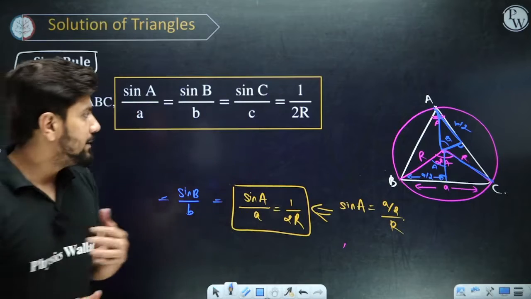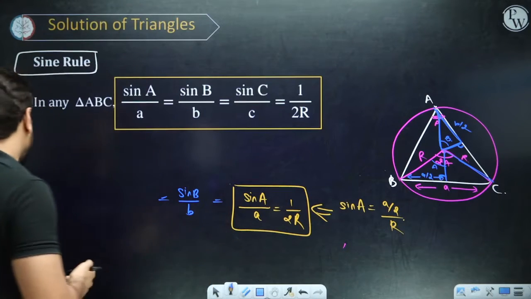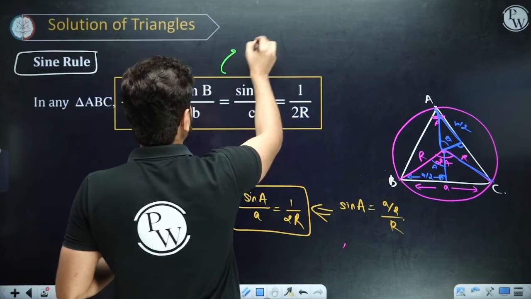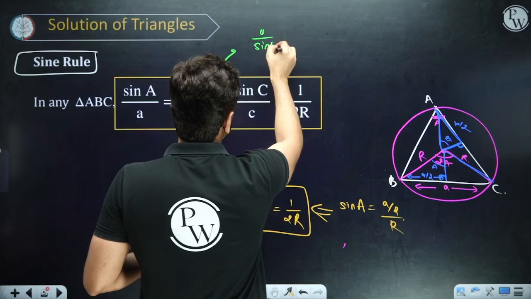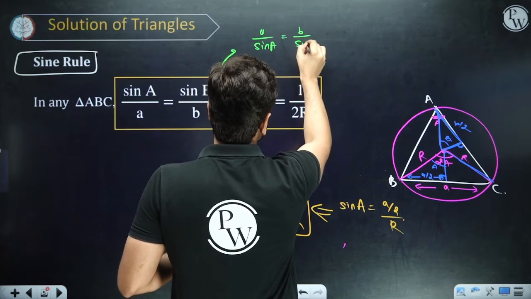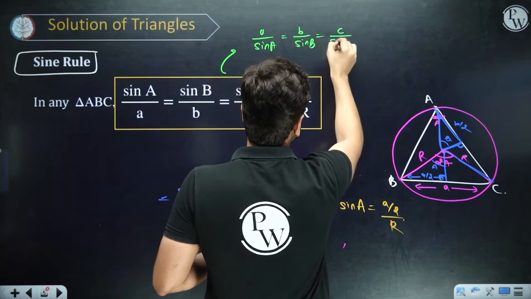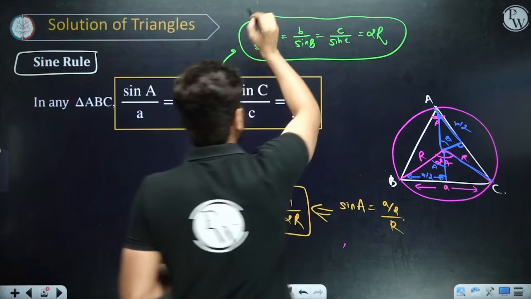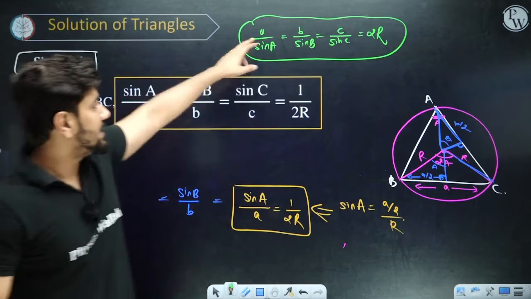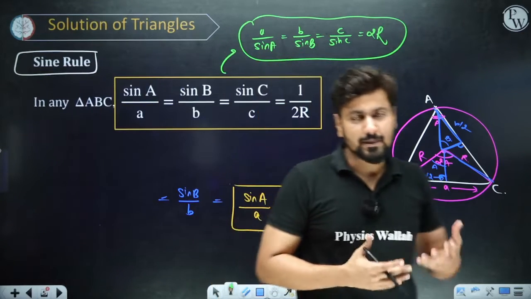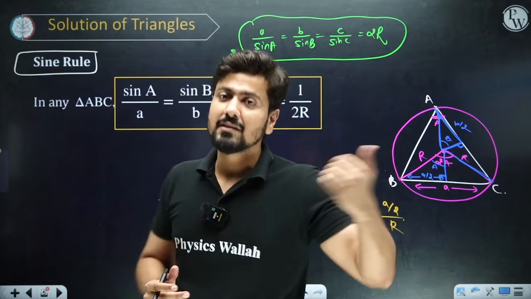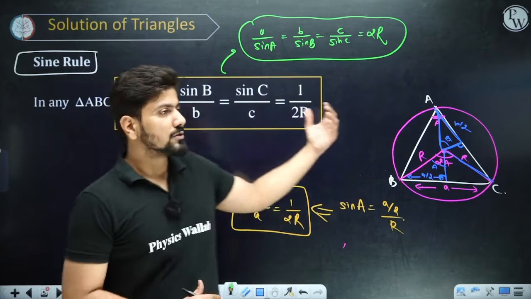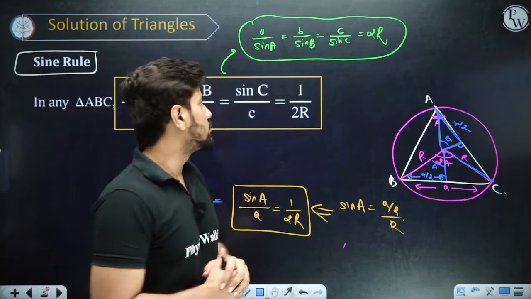Now we'll be using this rule in some of the questions. Some students remember this rule like this: a upon sine A is equal to b upon sine B is equal to c upon sine C is equal to 2R. This is also one of the famous ways to remember this rule, where small a, b, c are the sides and capital A, B, C are the angles.